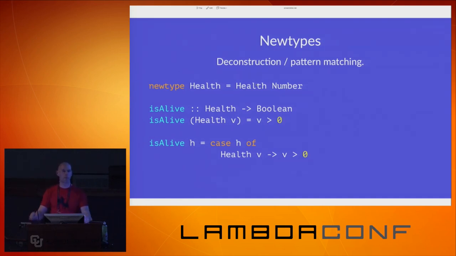Yeah. Why does Health support things like comparisons, but doesn't support plus? I don't know why that would be. So it actually does not support comparisons either, but that's an excellent question. What I'm doing in the isAlive function is extracting out the value in the first slot from Health, which happens to be a number. So I'm pattern matching on that Health data constructor, extracting the thing in its first slot and calling it B. And that's a number, and then I'm saying B is greater than zero. So I'm comparing the number against zero.